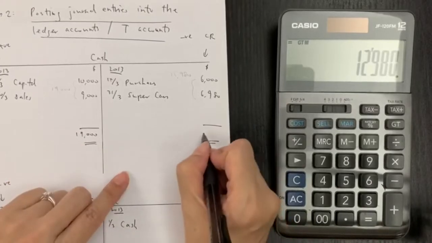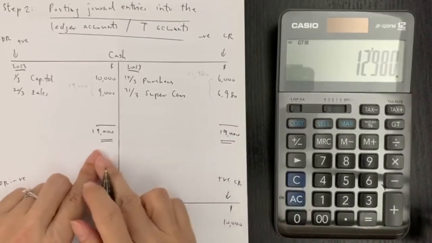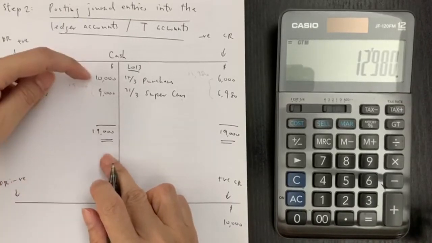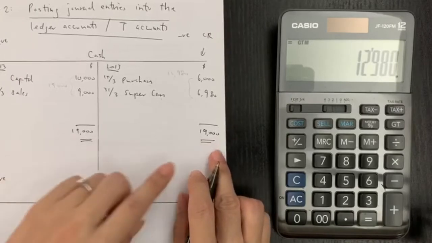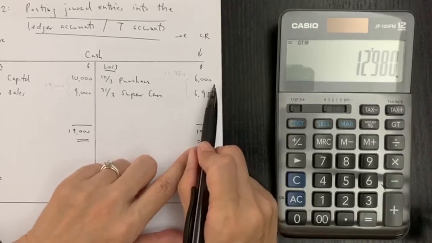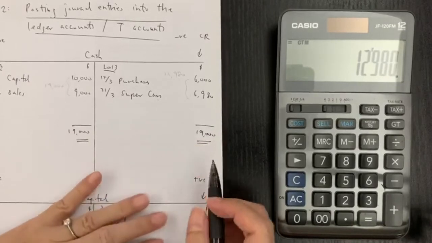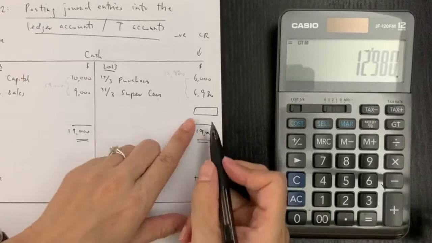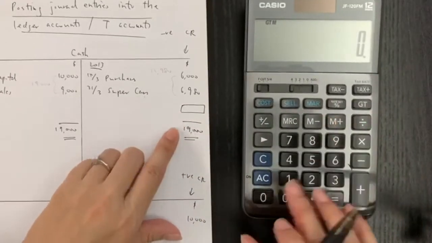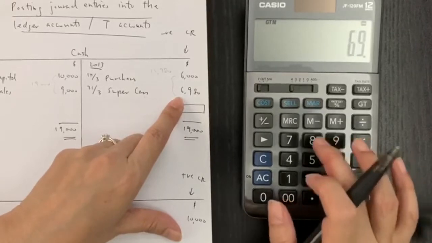And here is also 19,000, sorry. This is 19,000, 19,000. So 10,000 plus 9,000 is 19,000, no problem. But however, on the credit side, 6,000 plus 6,980 is not the same as 19,000. So therefore, we must insert something here on the smaller side. The credit side is smaller, in order to fix it: 19,000 minus 6,000 minus 6,980.